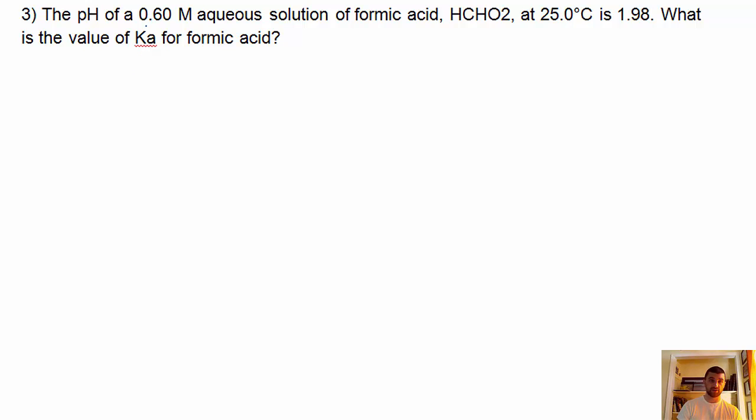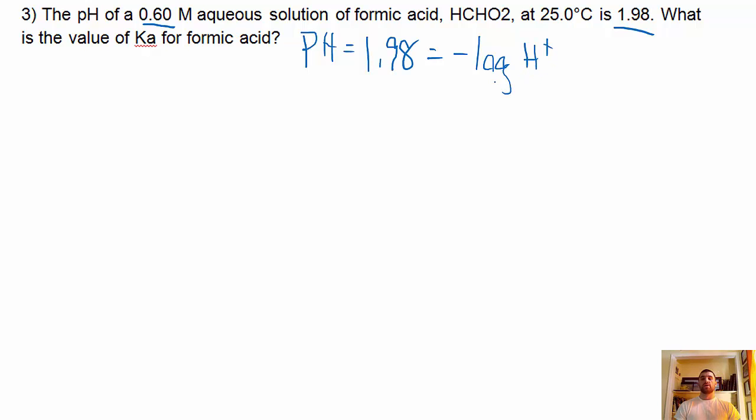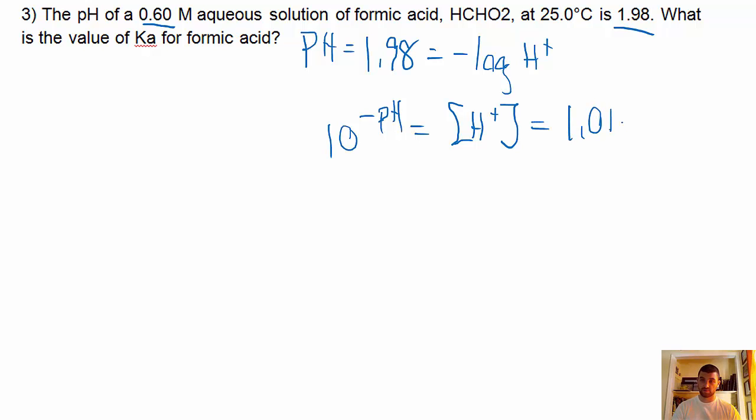We know the pH is 1.98. Let's do a little math. If pH equals 1.98, that also equals the negative log of the H plus concentration. I have to get H plus by itself, so I get 10 to the negative pH equals the concentration of H plus. pH is 1.98, I plug that in, and I get my number, which is 1.05 times 10 to the minus 2.